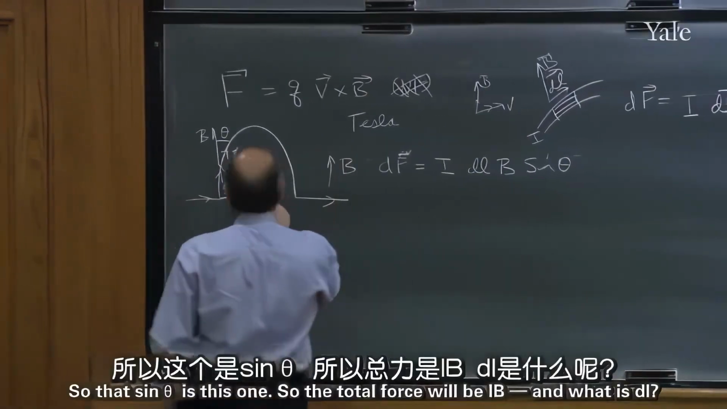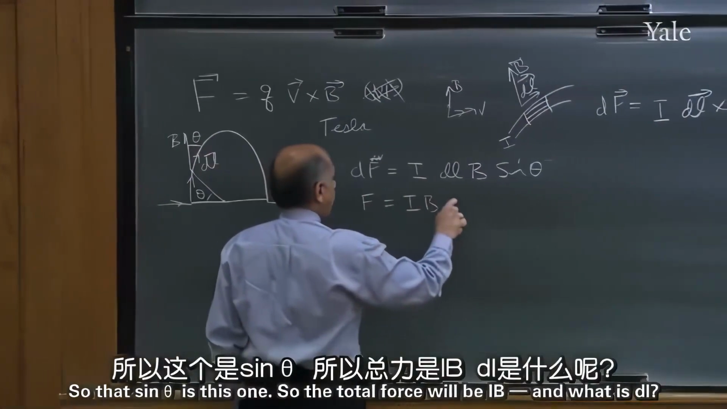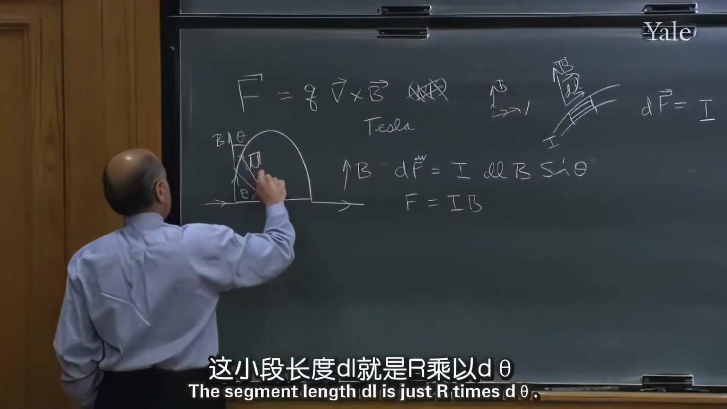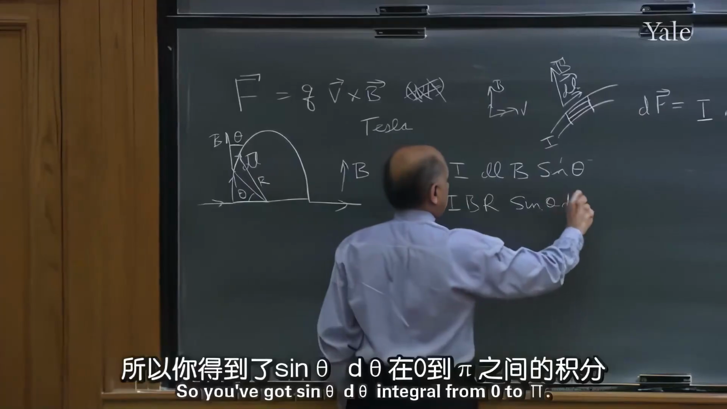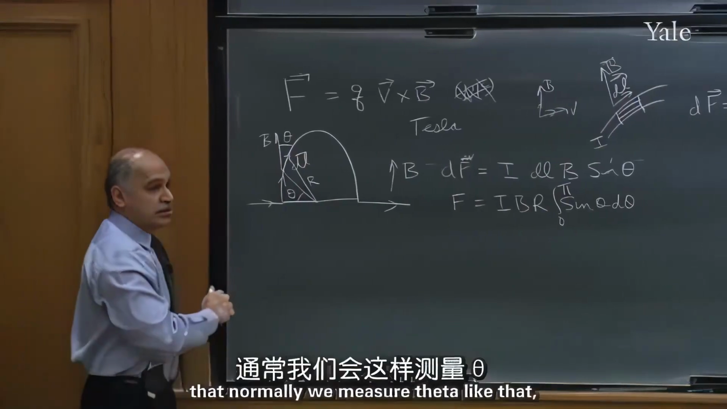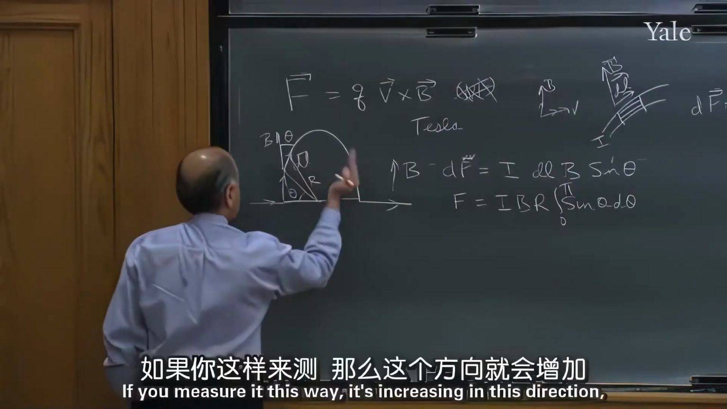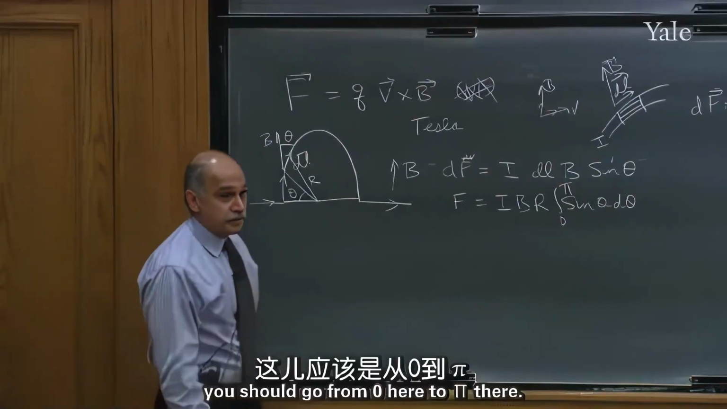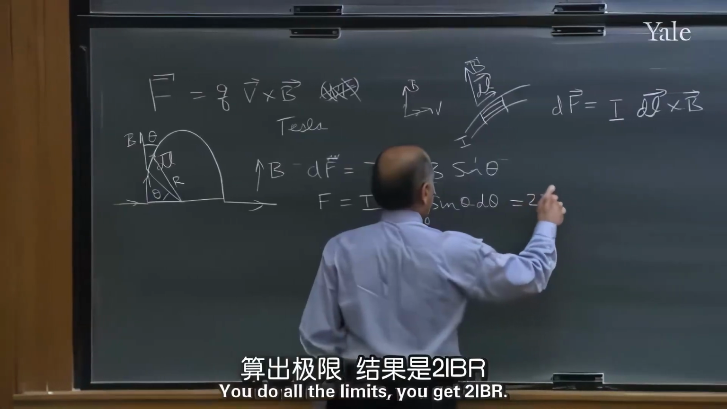So that sine theta is this one. So the total force will be I, B, and what is dl? The segment length dl is just r times d theta. So you get sine theta d theta, integral from 0 to pi. The reason I repeated this is that normally we measure theta like that, but there's nothing sacred. You can measure it any way you like. If you measure it this way, it's increasing in this direction, it should go from 0 here to pi there. So the integral of sine is minus cosine. You do all the limits, you get 2IBR.